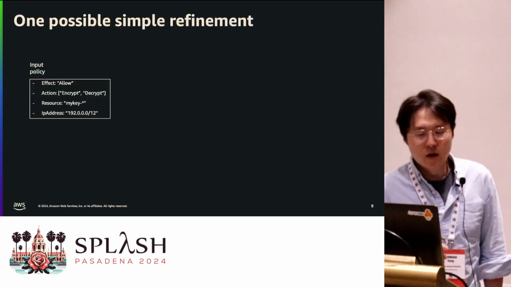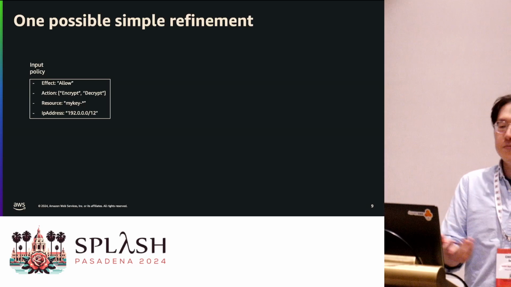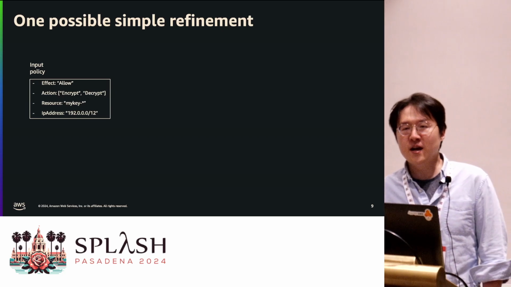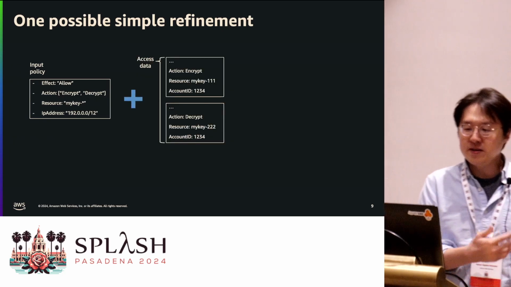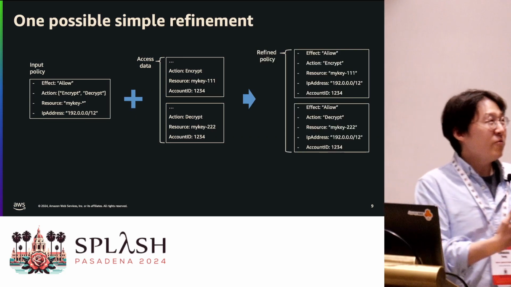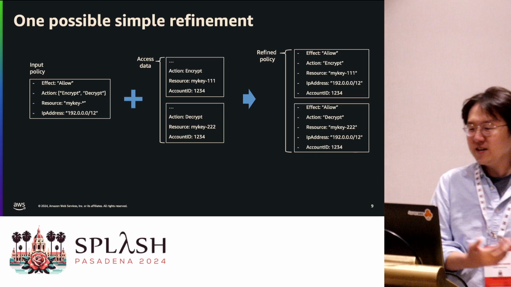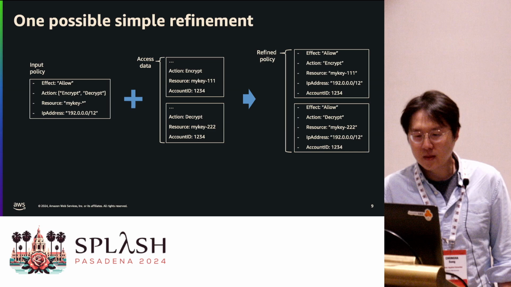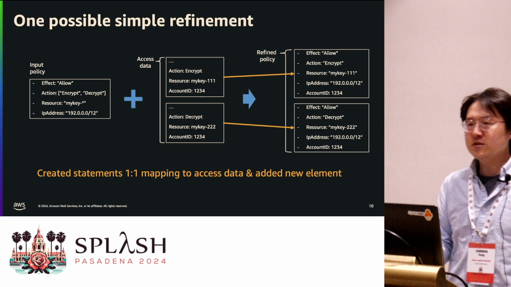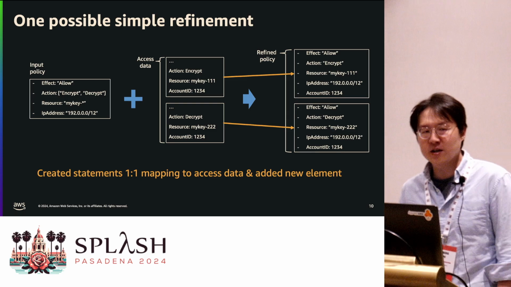Since we understand the basic concept of IAM policy, let's think about a possible simple refinement based on access data. The left side shows the input policy I showed, and now we have this access data. This access data consists of 2 requests. One thing we can think of in terms of refinement is to refine the policy to match exactly on the access data. So this refined policy has 2 statements, and each statement is a one-on-one exact match for a request: first request to the first statement and second to the second.